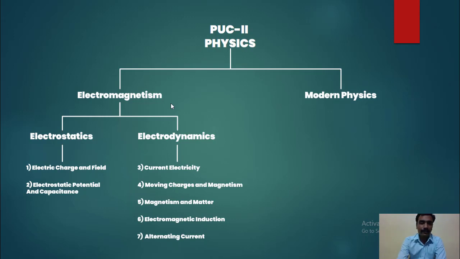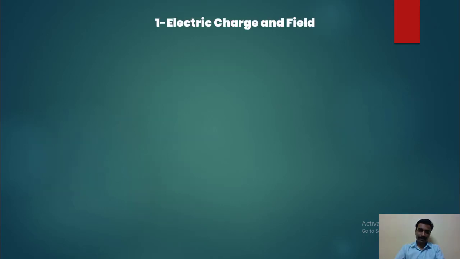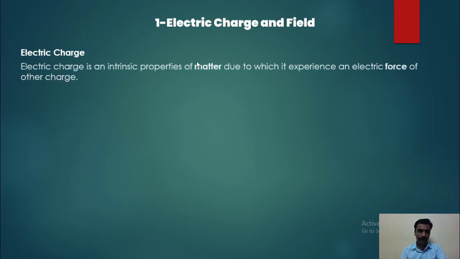Okay, let's start our first topic. The topic title itself is the study of electric charge and its field property. Now, what do we mean by electric charge? Electric charge is a property. It is not a kind or an object or entity. It is a property. Due to that property of matter, it experiences an electric force from another matter. That's it. That force may be repulsive, may be attractive, but there is an interaction, and that is because of this property, and that property is known as electric charge.